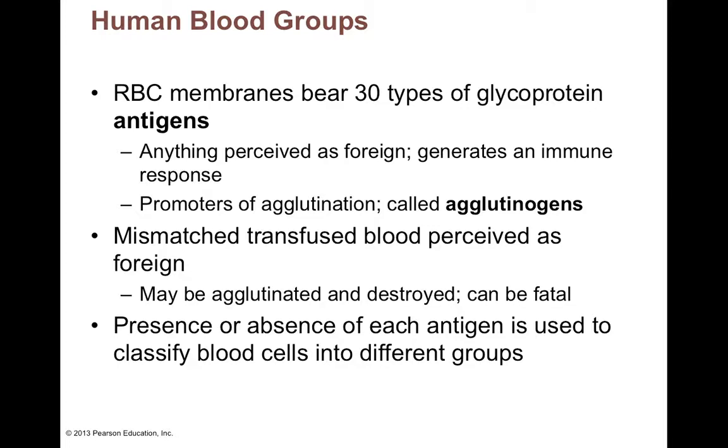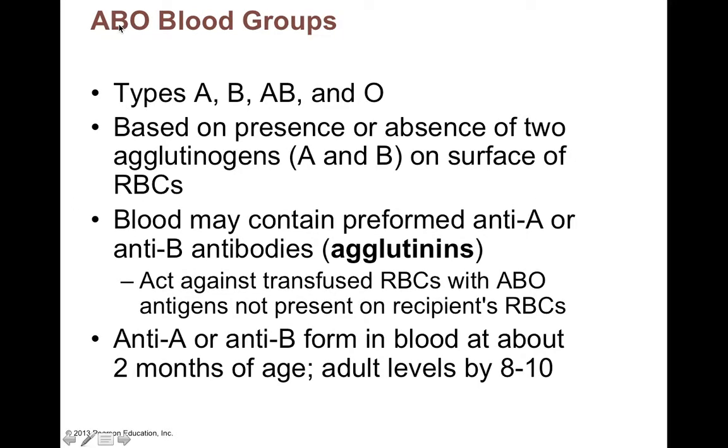So for the blood groups, we have A, B, AB, and O, right? With A antigen, that's just a specific shape of a glycoprotein molecule on the surface of the red blood cell. Same with B antigen, just a specific shape. They're similar but different enough to have different letters, right? And then AB would just be having A and B antigens present.